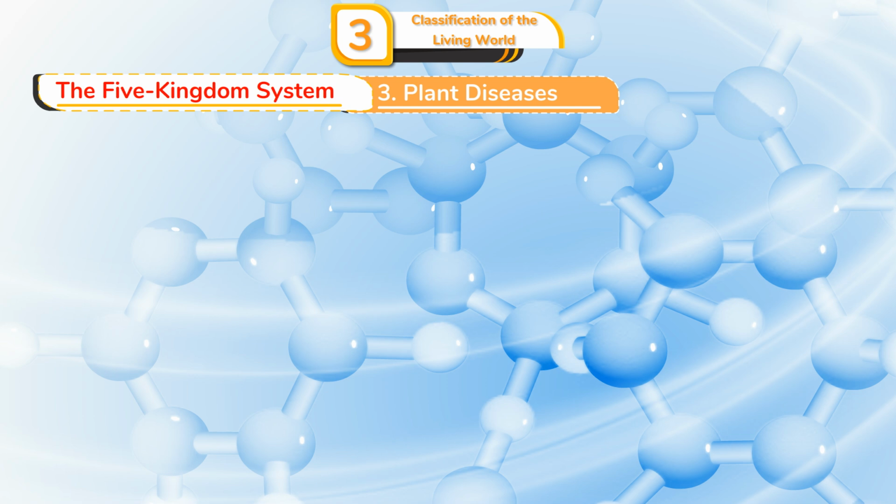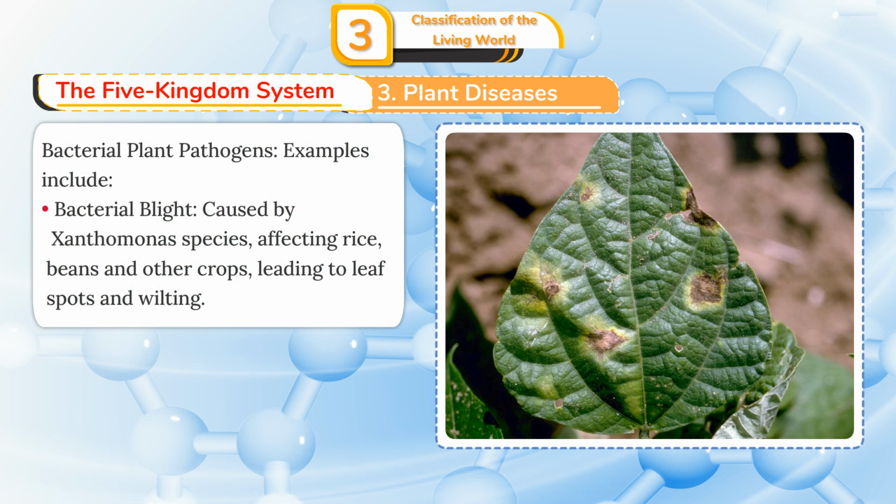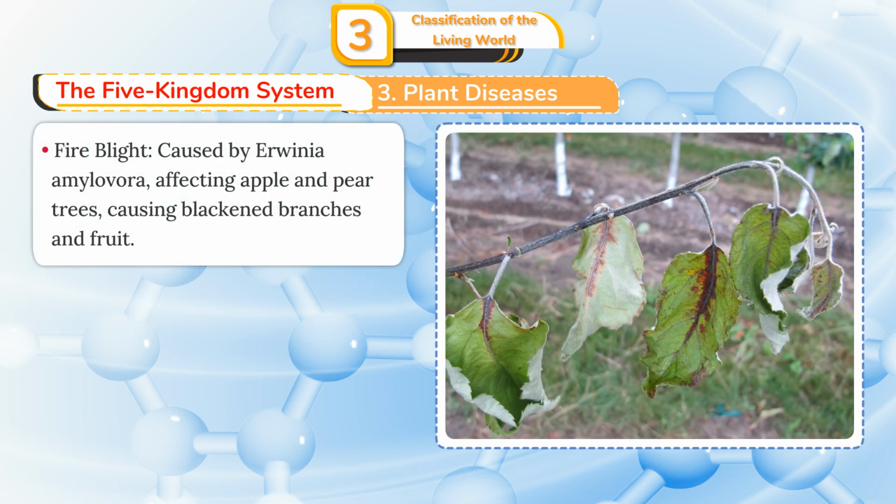3. Plant diseases. Bacterial plant pathogens. Examples include bacterial blight, caused by Xanthomonas species, affecting rice, beans and other crops, leading to leaf spots and wilting. Fire blight, caused by Erwinia amylovora, affecting apple and pear trees, causing blackened branches and fruit.